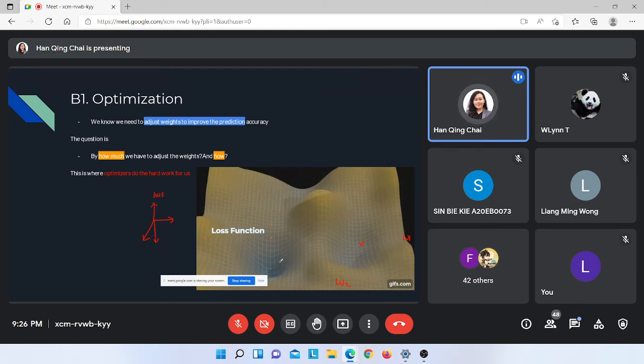In the contour map here, you can see there are two very big holes that look like sinkholes. This one is deep, but this one is even deeper. Let's say this part is the highest, so it produces the most loss, which is not good, and this one produces the most minimal loss. So how do we adjust the weights, for example, from originally here to move to that part?